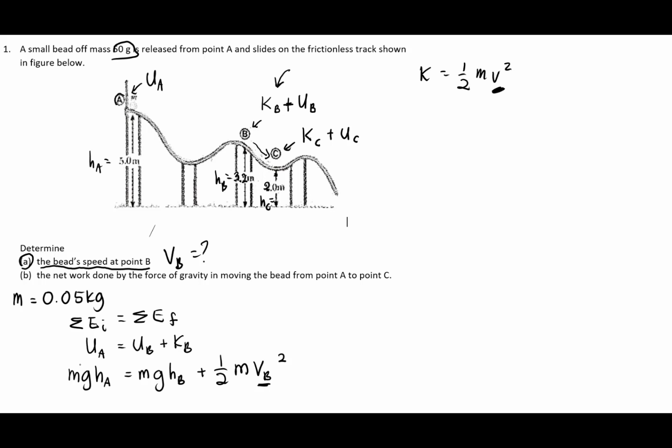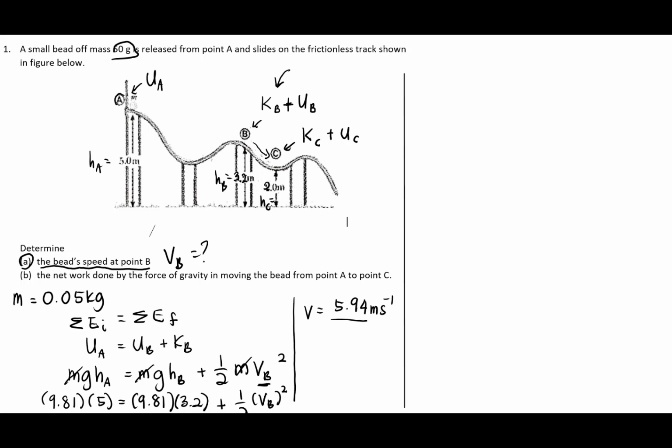You know what? I see that we can cancel out the mass. Substitute the value of gravitational acceleration, and the height at point A is 5 meters, and the gravitational acceleration again is 9.81. Height at point B is 3.2 plus half vB squared. VB is the one that we're looking for. When you do the calculation, you should get the answer 5.94 meters per second. There you go.